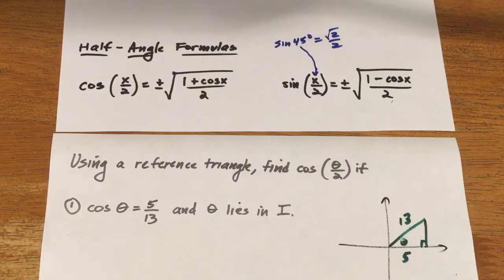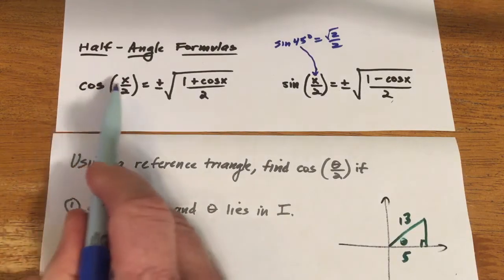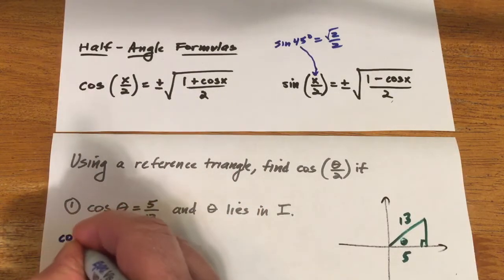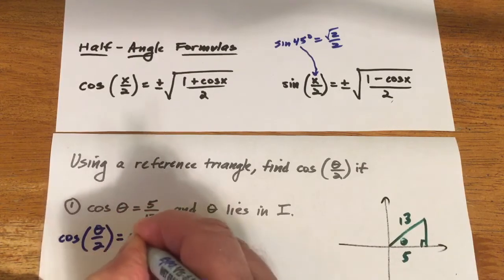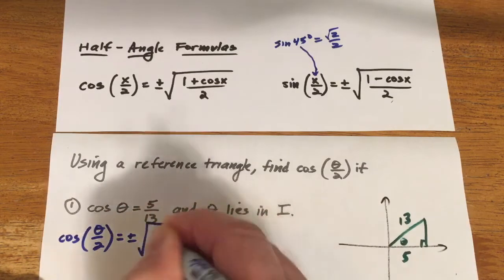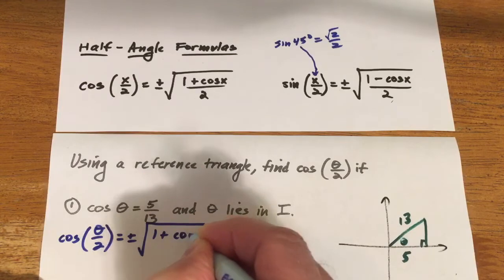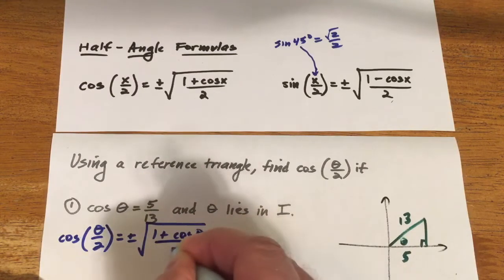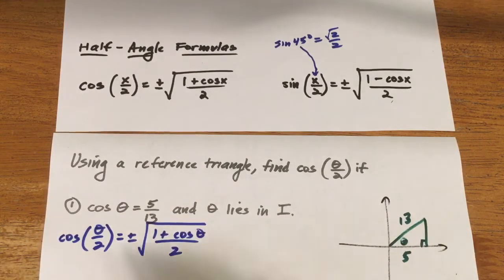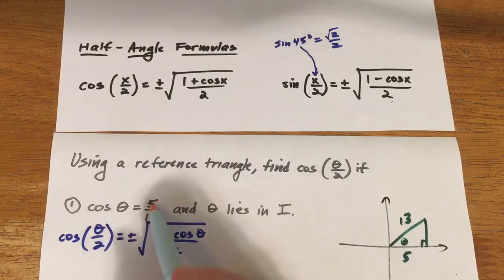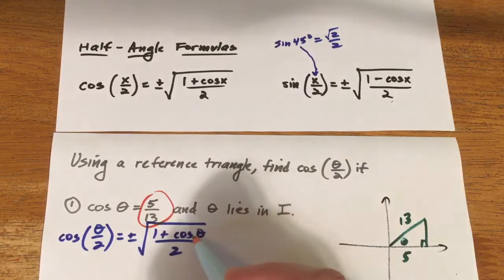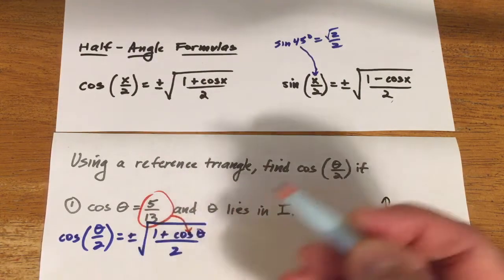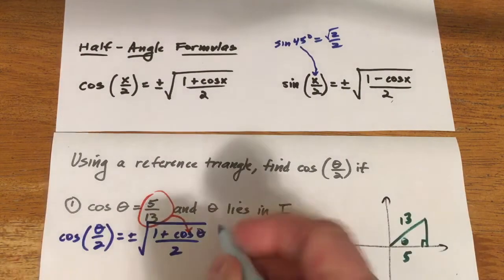Now, let's go ahead and plug right into our formula and see what's going to happen. So we'll begin by copying down the formula first. Next step, what do? Well, we know that cosine theta is 5 over 13, and this is cosine theta right here. So we're just going to replace this cosine theta with 5/13. And that gives us this.